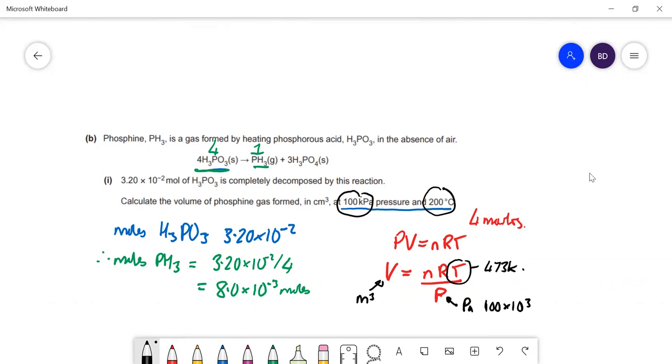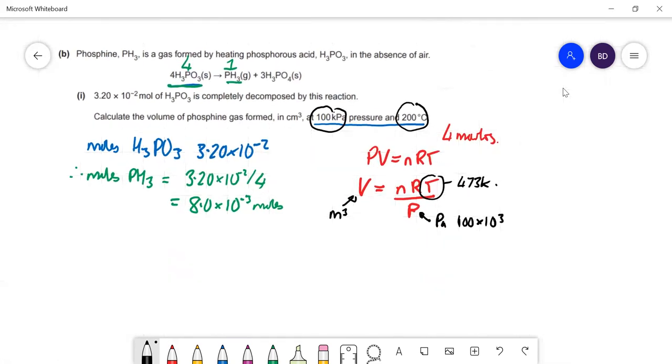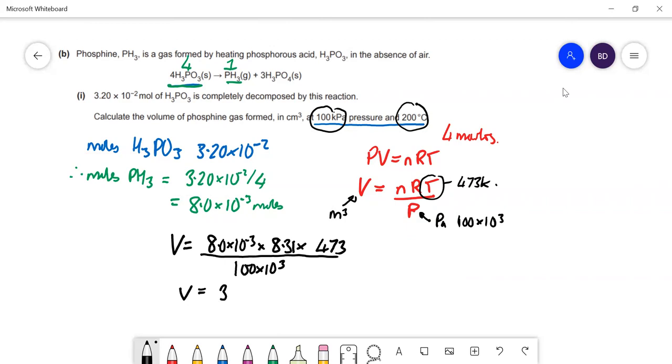Right, let's put our numbers into that equation. We get V is equal to number of moles, 8.0 times 10 to the minus 3, multiplied by 8.31, the gas constant from your data booklet, times T, the temperature, 473 kelvin, divided by the pressure in pascals, 100 times 10 to the 3. That gives us our answer for V in meters cubed, and that is 3.144 times 10 to the minus 4 meters cubed.